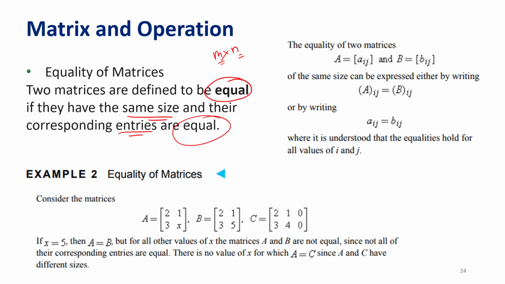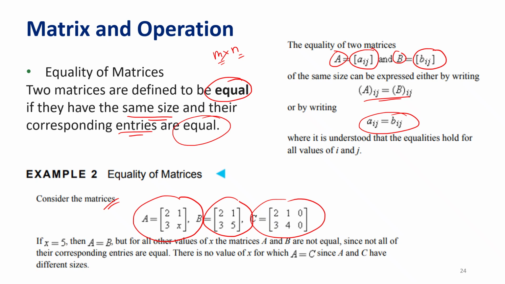So matrix A and matrix B are expressed as equal like this: Aij equals Bij. You can consider these matrices A, B, and C. If the value of x is equal to 5, then you will have 2, 1, 3, 5, and A and B will be equal to 2, 1, 3, 5 also.